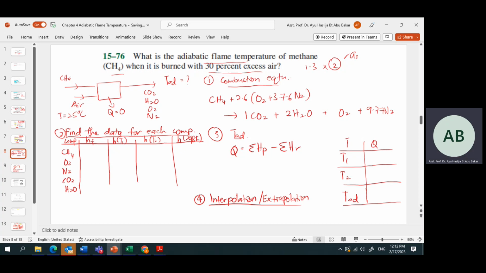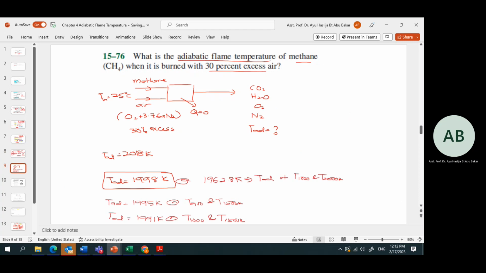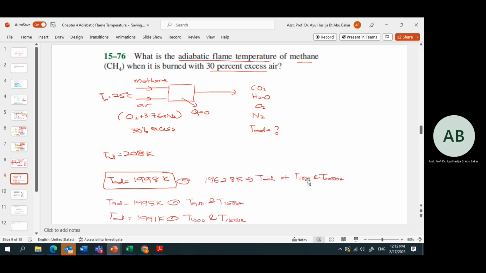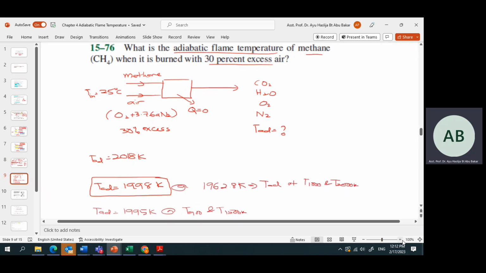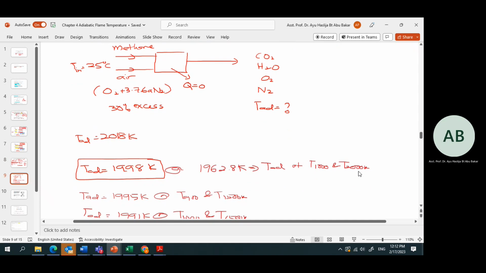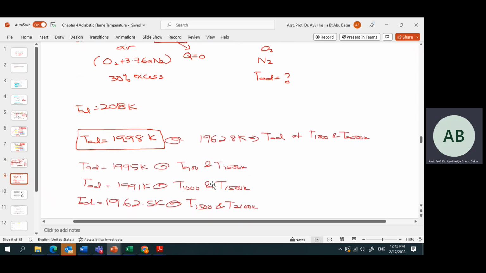I'll give you the range of T adiabatic that you will be getting. If you assume T1 is 1000 and 2000, I make it larger. These are the range of the T adiabatic based on the T that you assume. So basically the range is from 1900 to 2000 for the T adiabatic. It depends on the range of your temperature.